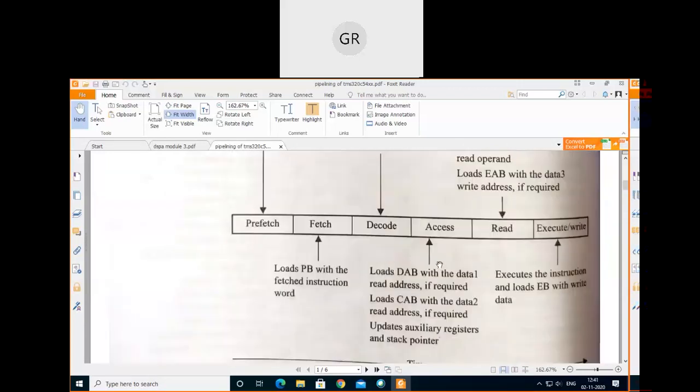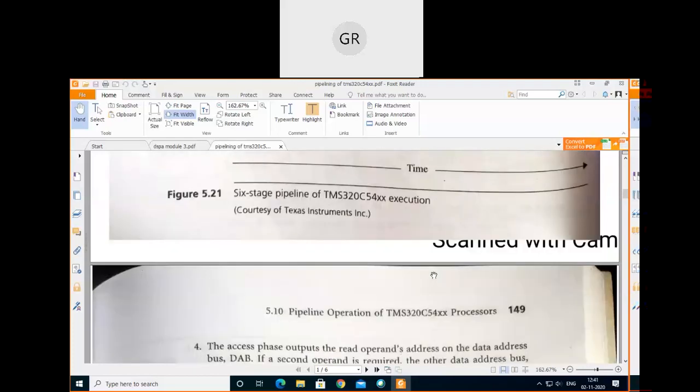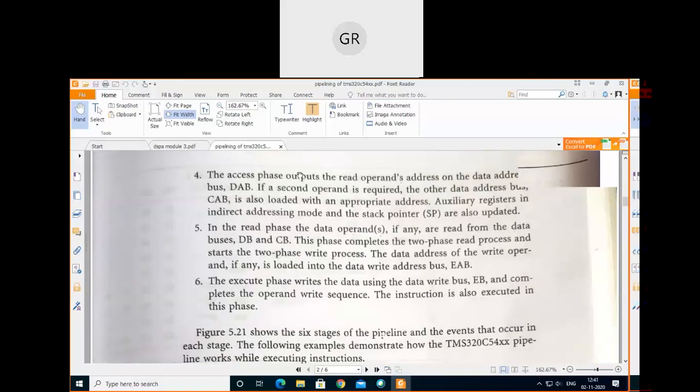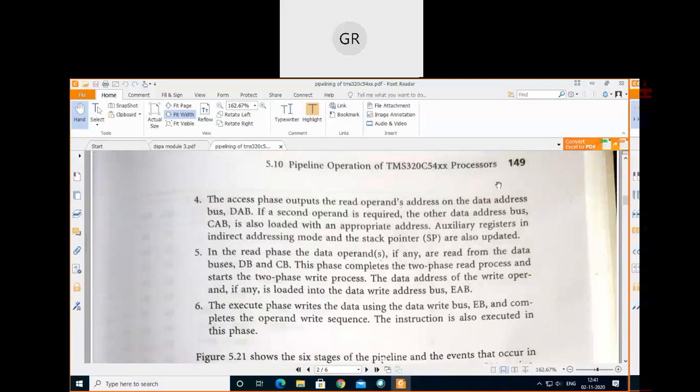Next, what is the next stage here? The next stage is access. See here, the access phase outputs the read operand address on the data address bus DAB. If a second operand is required, the other data address bus CAB is also loaded with an appropriate address. Auxiliary registers in indirect addressing mode and the stack pointer are also updated.